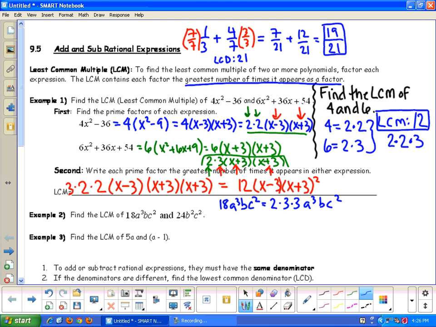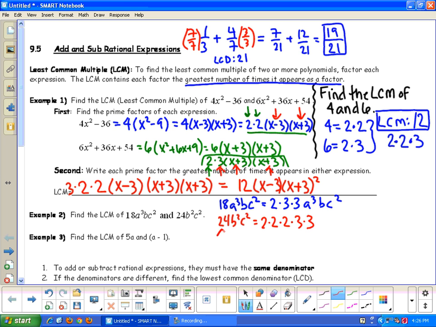b c squared. You could write a times a times a, and then c times c, but it's not necessary. And then the next one we have is 24 b squared c squared. So then 24 breaks down into 2 times 2 times 2 times 3. And those are the prime factors.